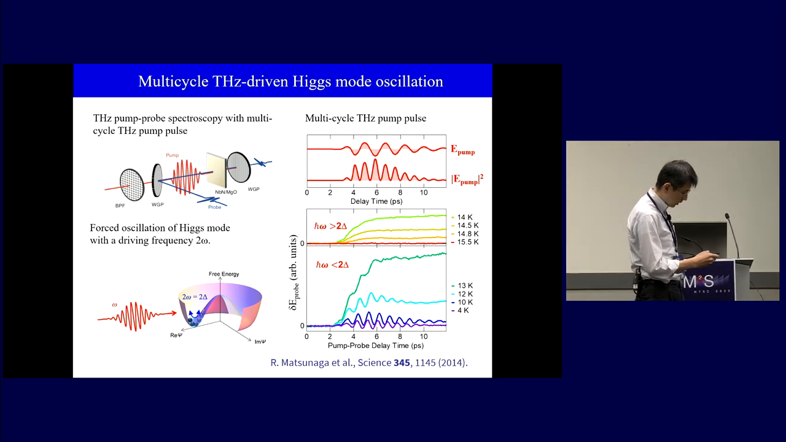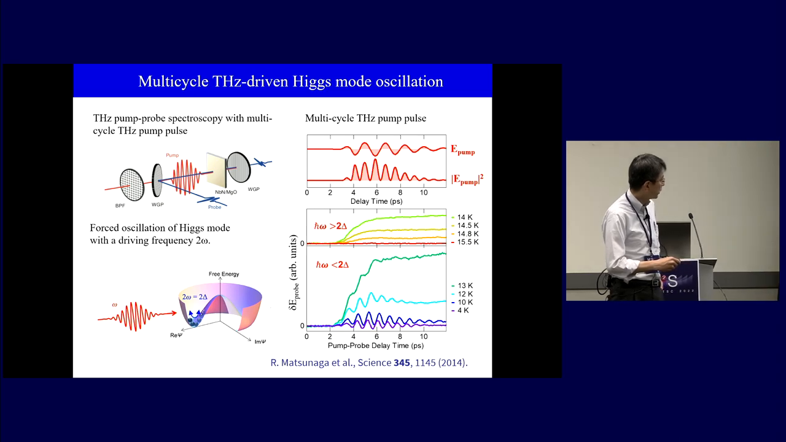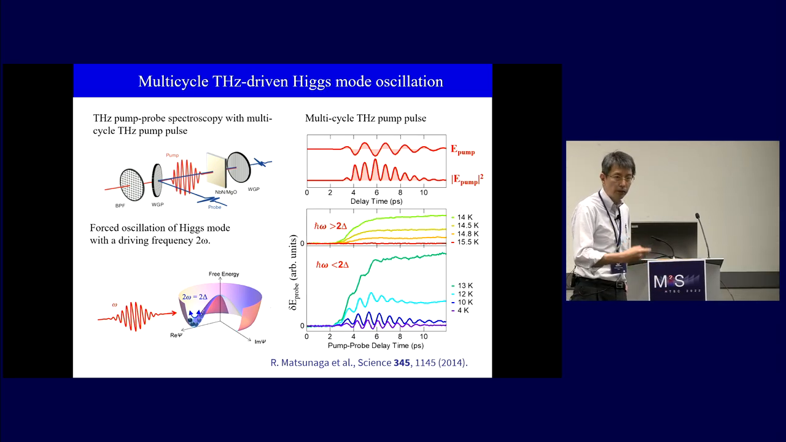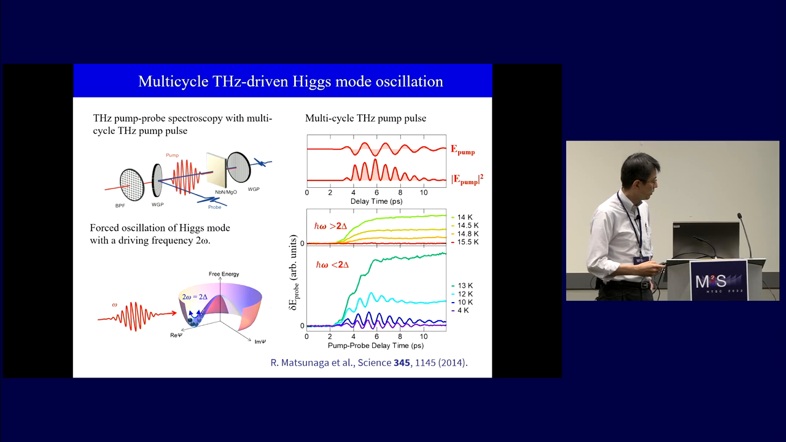Surprisingly, at low temperature, where the photon energy is much lower than the 2 delta, we still have some signal here. And this oscillation is twice the incident frequency omega. So this is a 2 omega oscillation. So this is the driving of our superconductivity anyway. So what is happening here?